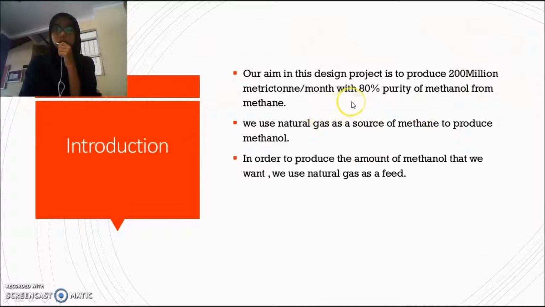To produce 200 million metric ton per month with 80% purity of methanol from methane, our group is using natural gas as a source of methane to produce methanol. In order to produce the amount of methanol that we want, we use natural gas as feed. This is due to the higher price of methane, so we want to cut the cost of production. So we will use natural gas as our feed.